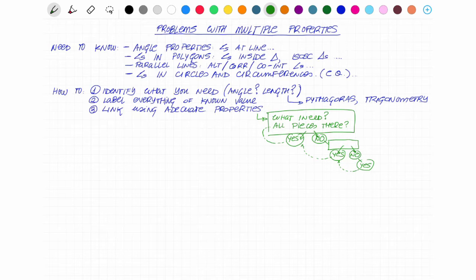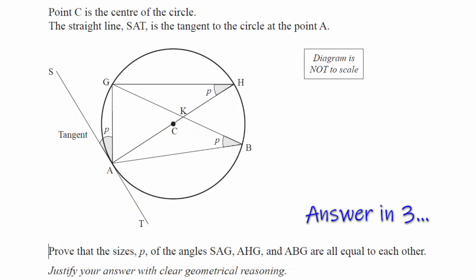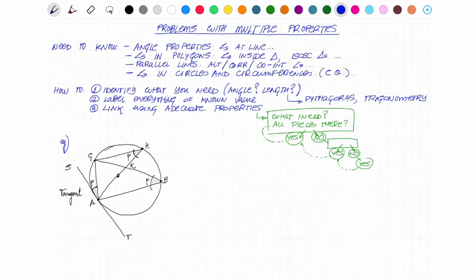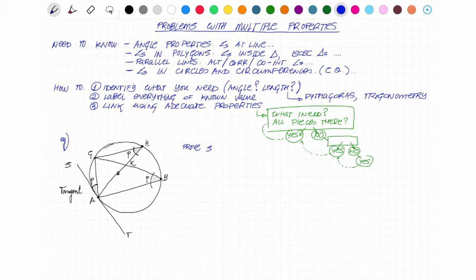Now we're going to see this in an example. This is from a past exam. So I am putting it here, and you can pause the video and have a look by yourself. Okay, they give me this exercise, and in this case, my objective is actually to make a proof. They want me to prove that these triangles SAG, AHG, and ABG are equal.